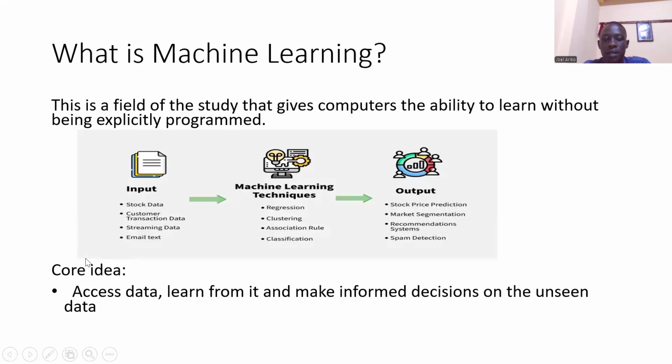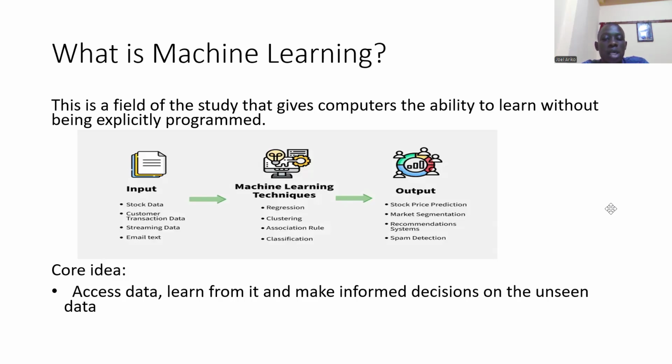Right. So, what is machine learning actually? Machine learning is a field of study, or actually a branch of artificial intelligence, that gives computers the ability to learn without being explicitly programmed.